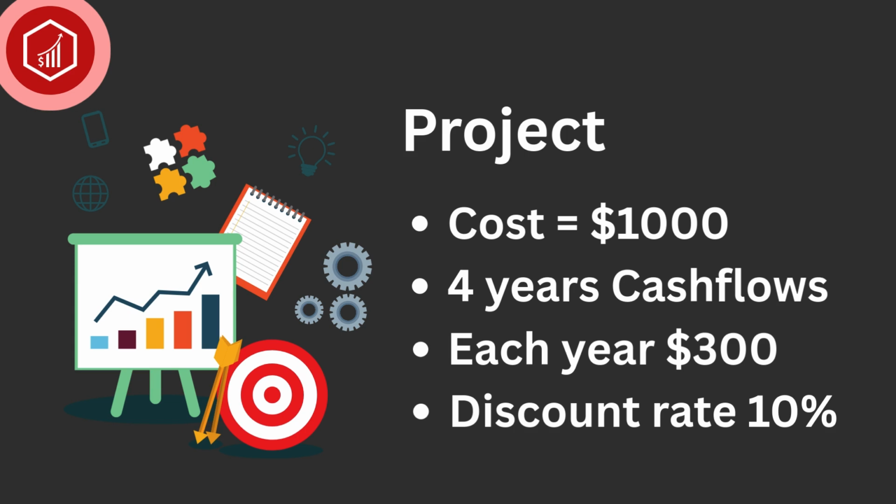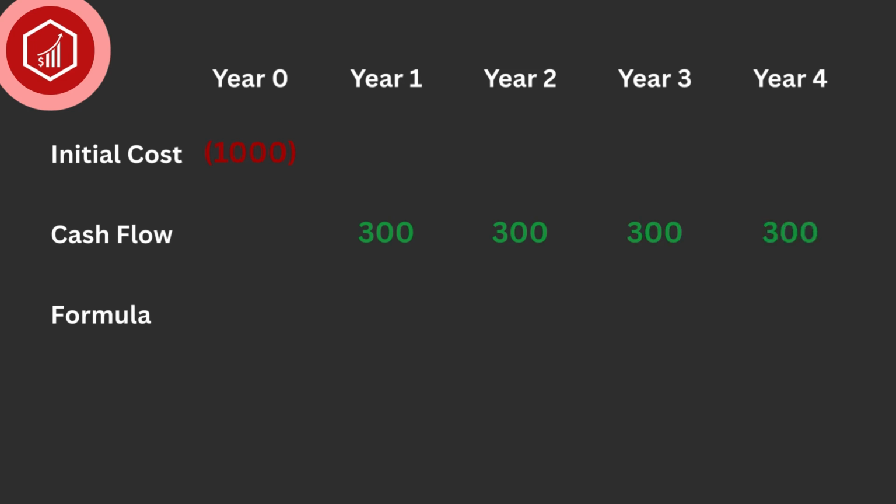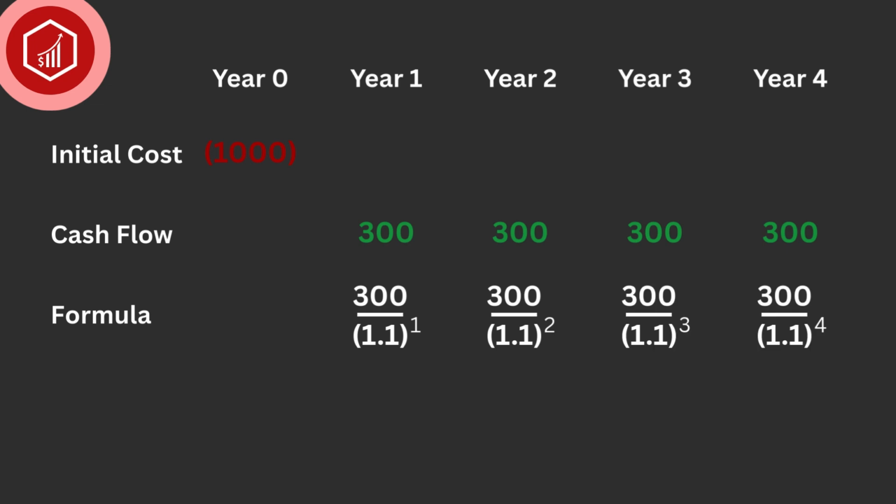The cash inflows over the years are $300 for 4 years at a discount rate of 10%. First, we create a table to visualize the example better. Now we discount each cash flow as we learned before. We take the cash flow from year 1, so $300. We divide it by 1 plus the discount rate, so 1.1 to the power of 1 because we are in year 1. Then we add the 300 divided by 1.1 to the power of 2 because this is the cash inflow for year 2, and we continue to do so with every year.